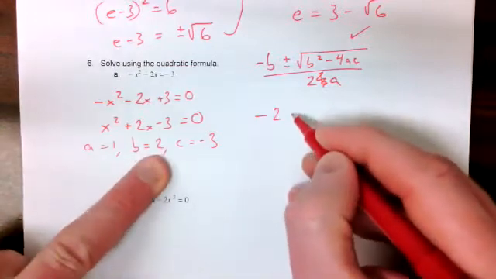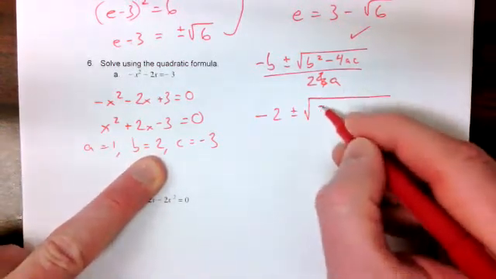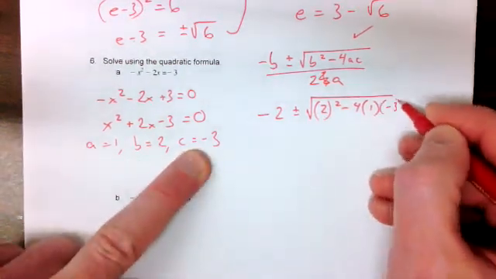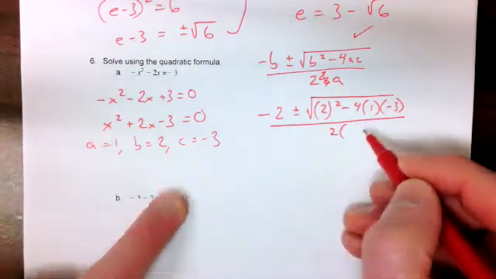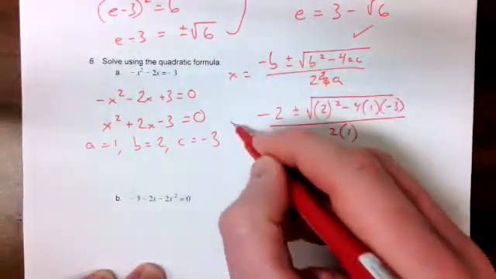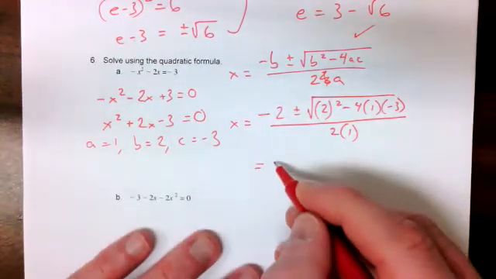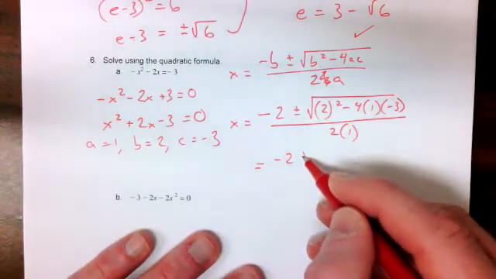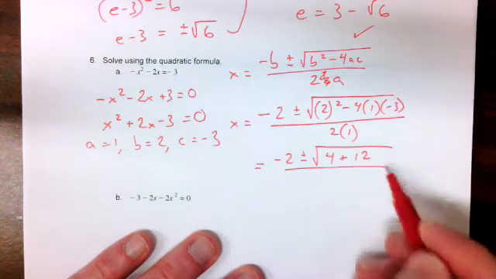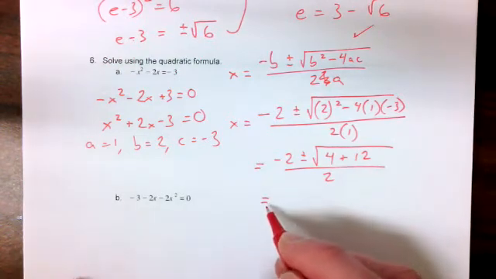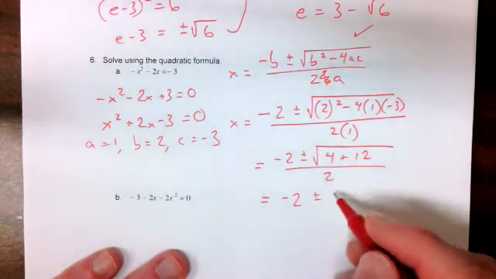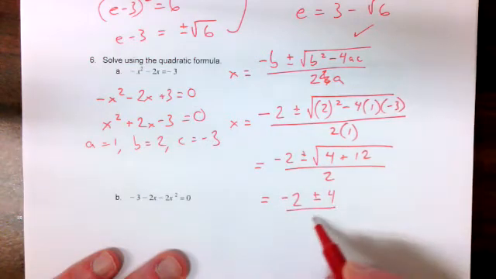Negative b, b is 2, negative 2 plus or minus the root of b squared, that's still 2, squared minus 4 times a, which is 1, times c, which is negative 3, all over 2 times a is 2 times 1. Simplify. Wow, I really didn't give a lot of room to do work here. So this is negative 2 plus or minus the root of 4 plus 12, so that's 16. Oh, that's nice. All over 2 equals, I'm going to have to use a different piece of paper, negative 2 plus or minus the root of 16, which is 4, plus or minus 4 all over 2.